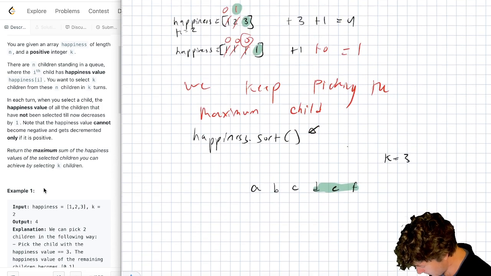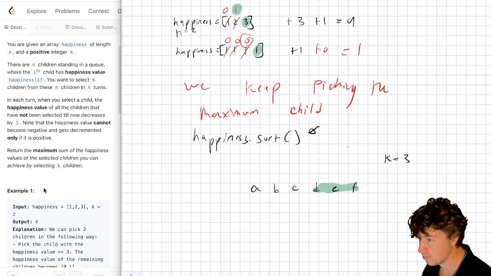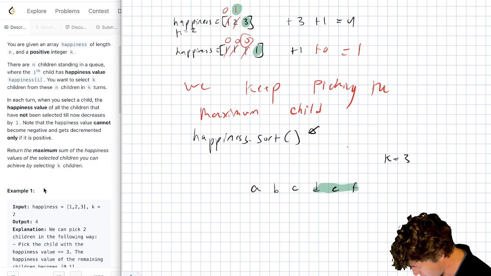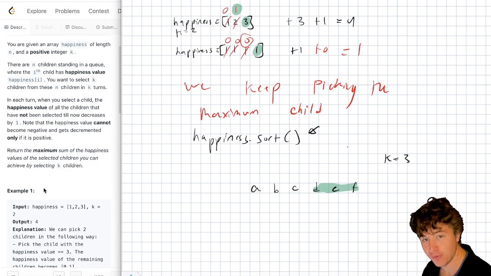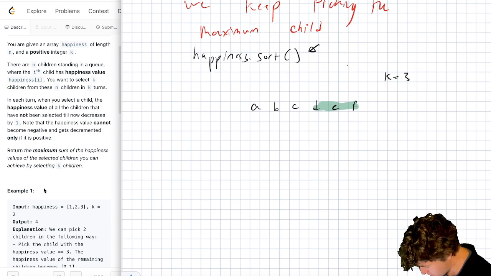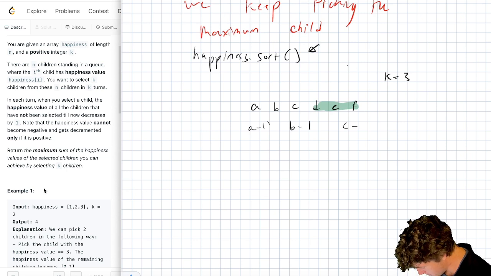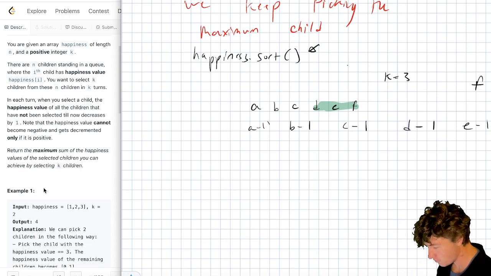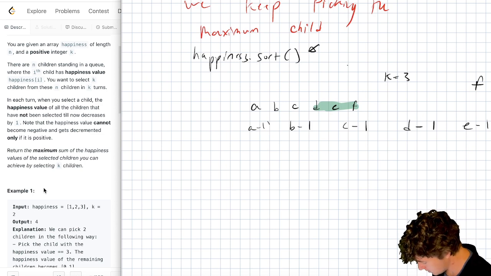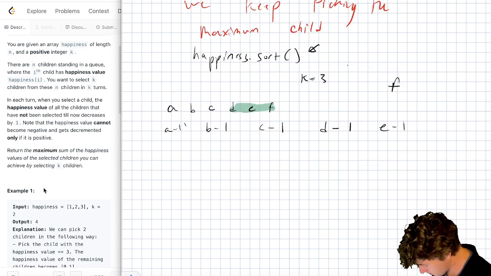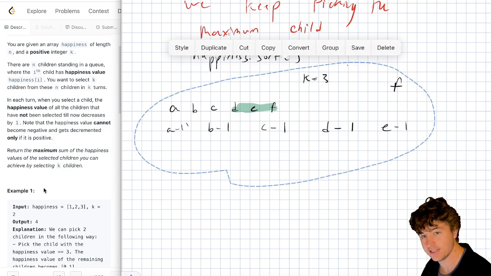But you might say, well, now that I'm playing this game, every time I pick someone, things are going to get smaller. Yeah, but everything gets smaller uniformly. So even though this system's already sorted, if you have A minus 1, then B minus 1, then C minus 1, then D minus 1, and E minus 1, and you already selected F, it's still going to be the same.